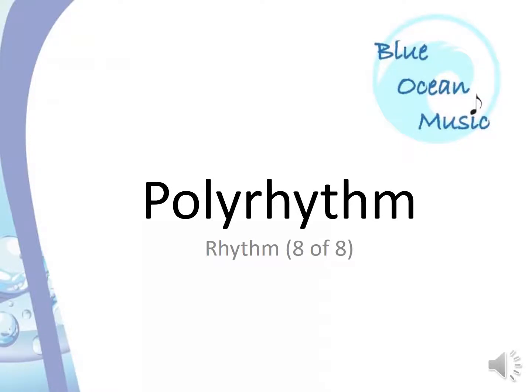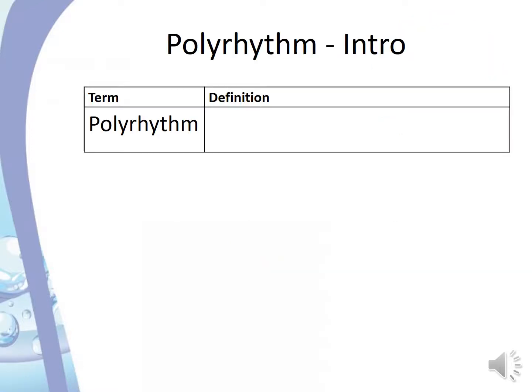In this final video of the rhythm series, we will examine the concept of polyrhythm. From a previous video, you'll remember that rhythm was defined as the movement of music through time. By adding the prefix poly, we have now changed that word to mean many rhythms at the same time. Even more specific, polyrhythm is defined as having two or more rhythms played together.